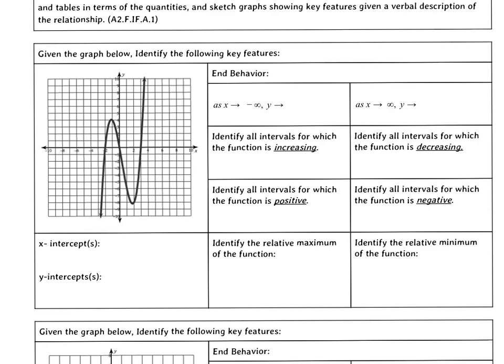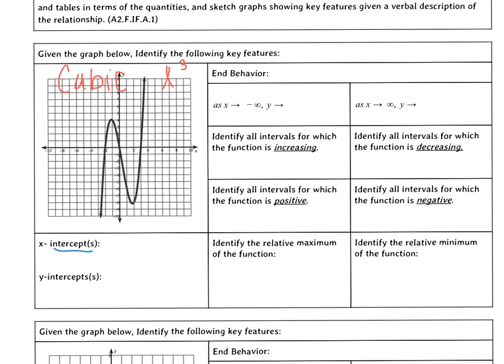Today I've been asked to identify the key features from the graph that I've been given. The first thing I notice by looking at this graph is that this is a cubic graph, which means that this is something that has an x raised to the third power. Alright, the first thing I've been asked to do is to find the x-intercepts.